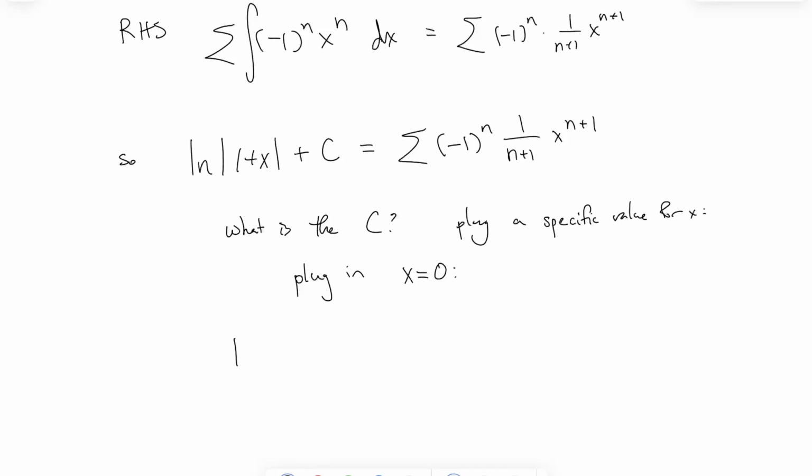So on both sides, I go: left side, ln of 1 plus 0, plus c. I intend to figure out what the c is. And then on the right side, plugging in x equals 0, 1 over n plus 1, 0 to the n plus 1. All right?